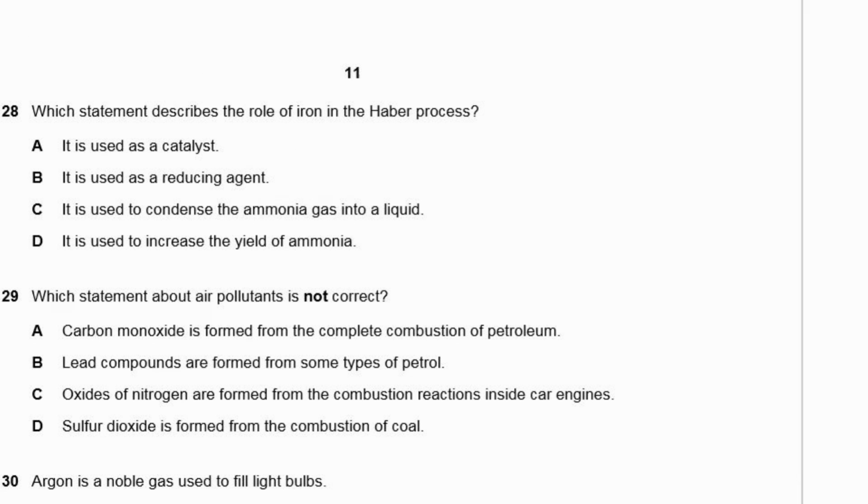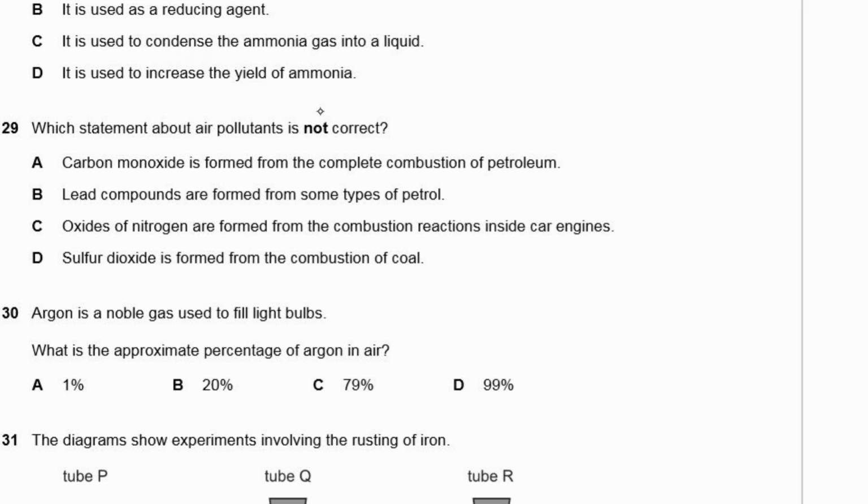Question 28. Which statement describes the role of iron in the Haber process? Is it used as a catalyst, as a reducing agent, to condense ammonia gas into a liquid, or to increase the yield of ammonia? Well, iron is a catalyst in the Haber process. All right. Question 29. Which statement about air pollutants is not correct? Carbon monoxide is formed from the complete combustion of petroleum. Complete combustion? No. Carbon monoxide is formed from incomplete combustion. If it were complete combustion, it would be carbon dioxide. So I'd say the answer is A.